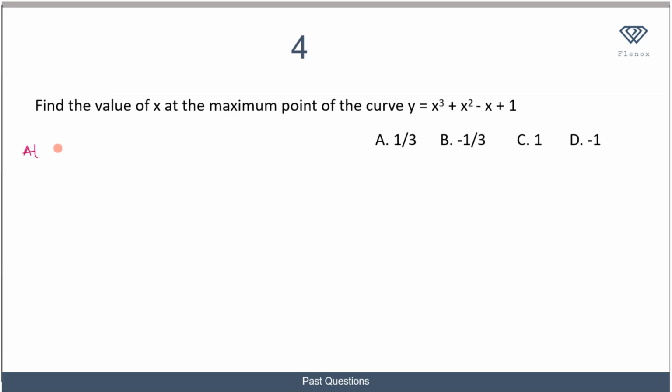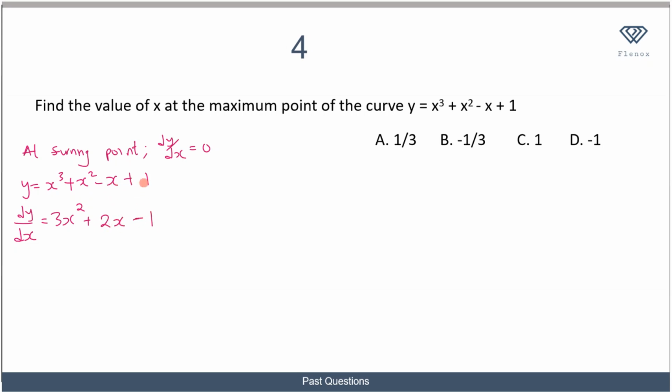At turning point dy over dx is equal to 0. So I'm given that y is equal to x cubed plus x squared minus x plus 1. So I can easily find dy dx. So dy dx becomes 3 comes down, so I have 3x, and 3 minus 1 becomes 2. Then 2 comes down, so I have 2x, 2 minus 1 is 1. Then it becomes minus 1, and this becomes 0. So I can equate this to 0, since I know that at the turning point dy dx is 0.